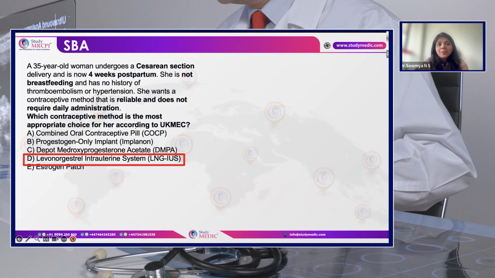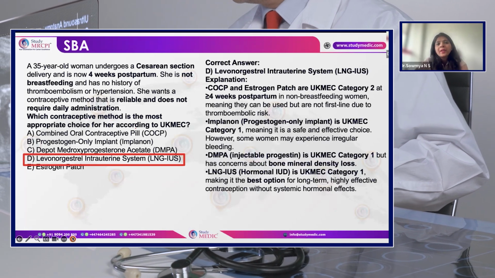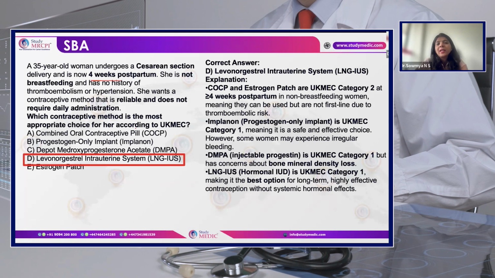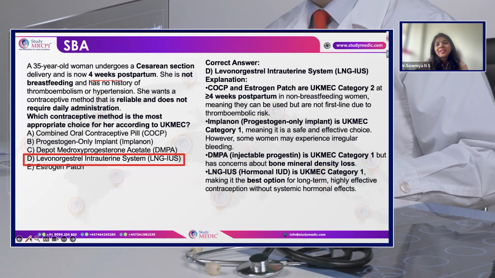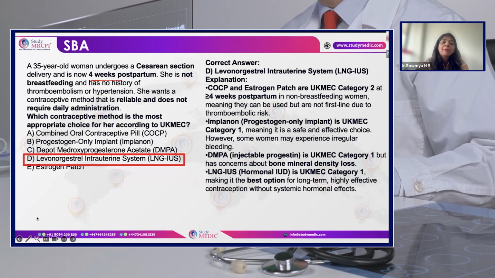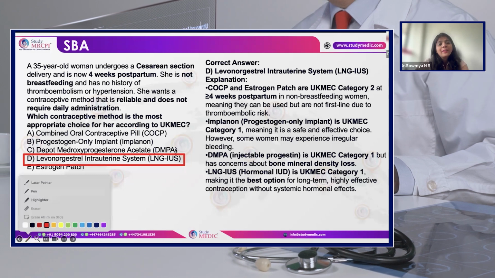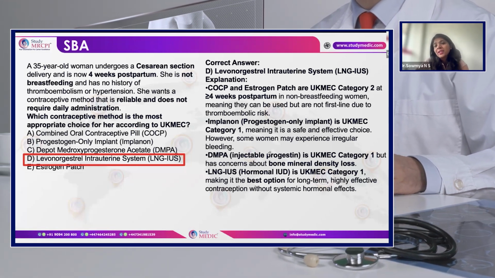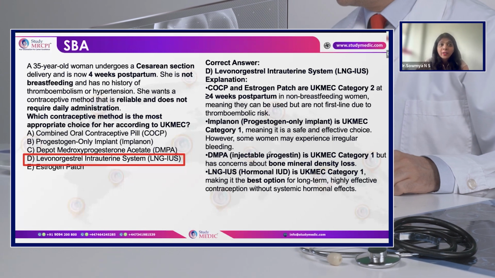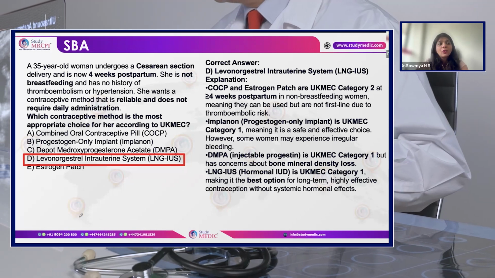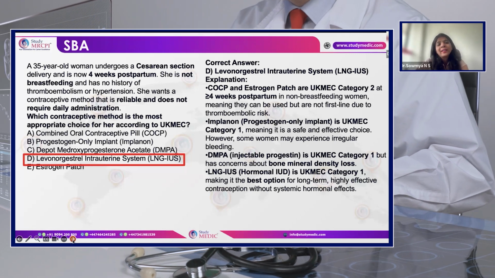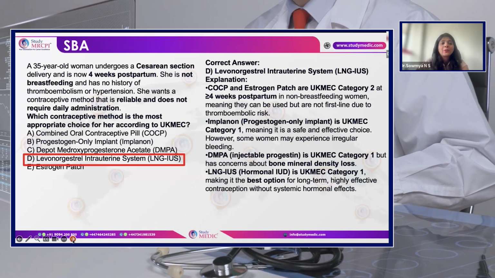Obviously, the best bet here would be LNG-IUS. That's purely because of the timing, 4 weeks postpartum. So the best thing would be this. And for sure, you might be thinking, why not Depo? Of course, injectable progesterone is category 1 and you could consider it, but there is always an element of bone loss. So even for the long term, I think Mirena is the best choice here.